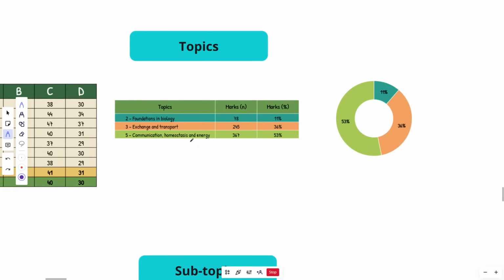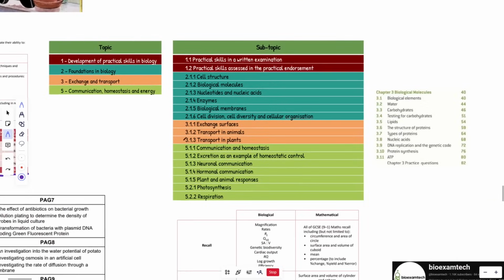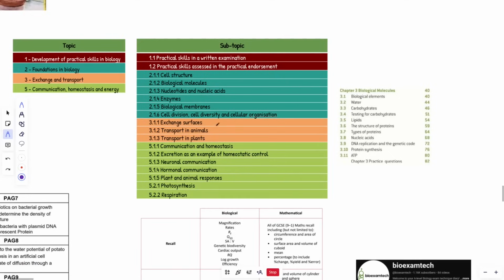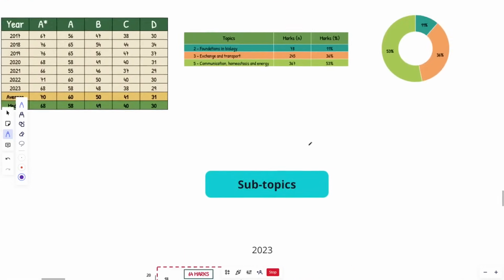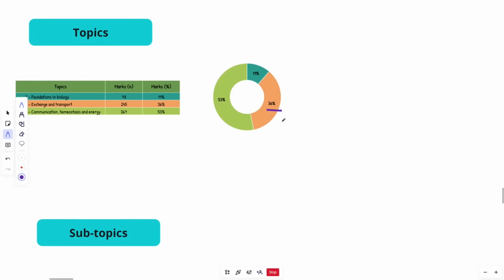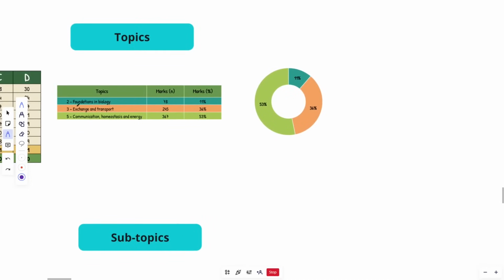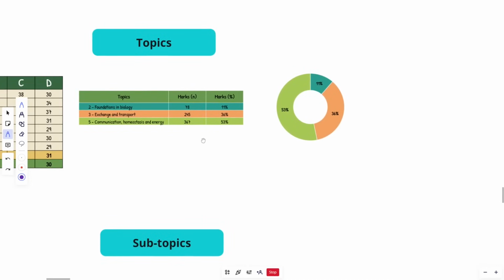Next up, we have the topic breakdown. So as we can see here, the absolute highest is communication, homeostasis, and energy. Okay, again, it's a large topic. There's a lot of questions involved. A lot of subtopics involved. So it kind of makes sense that it is the highest. Whereas this one right here, module 3, has 3 subtopics, but it is the second highest at 36%. And then poor old foundations in biology, 11%.